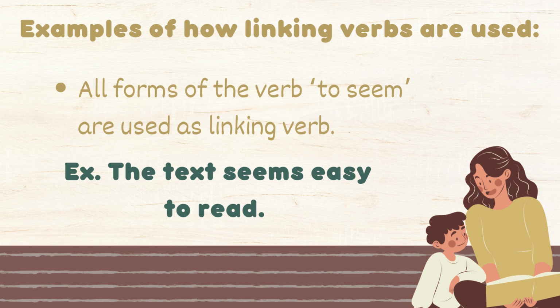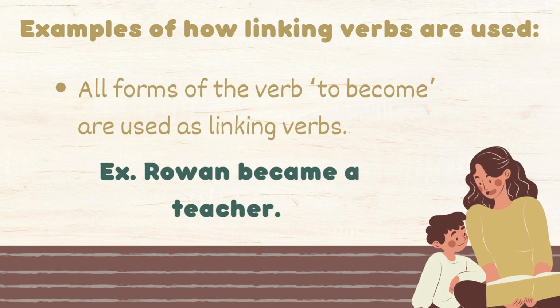All forms of the verb to seem are used as linking verbs. For example, the text seems easy to read. We are connecting the subject with the rest of the sentence. All forms of the verb to become are also used as linking verbs, like Rowan became a teacher.